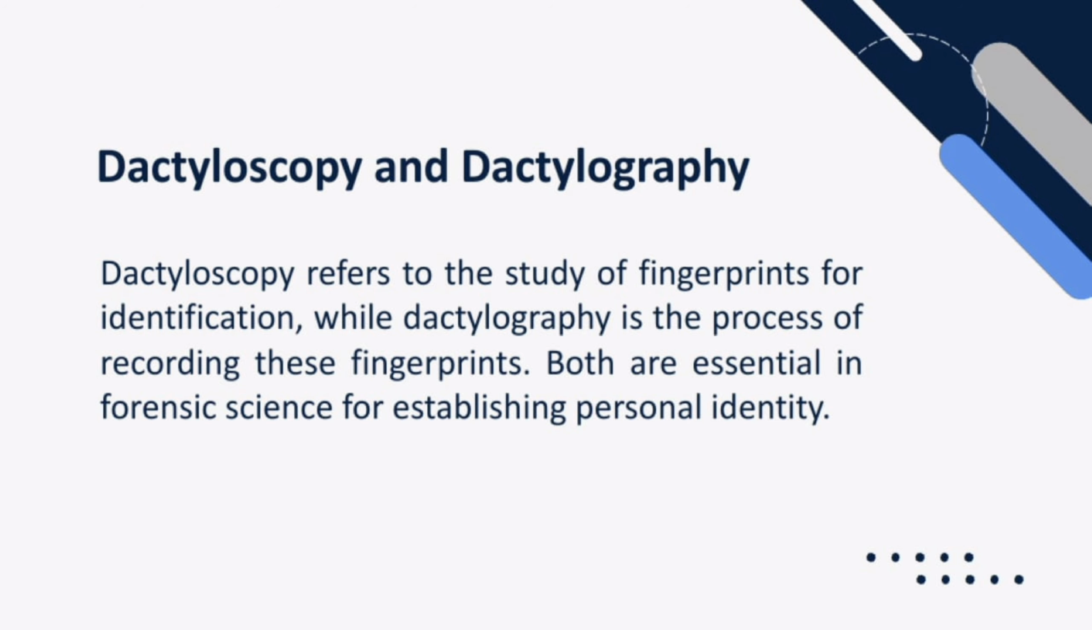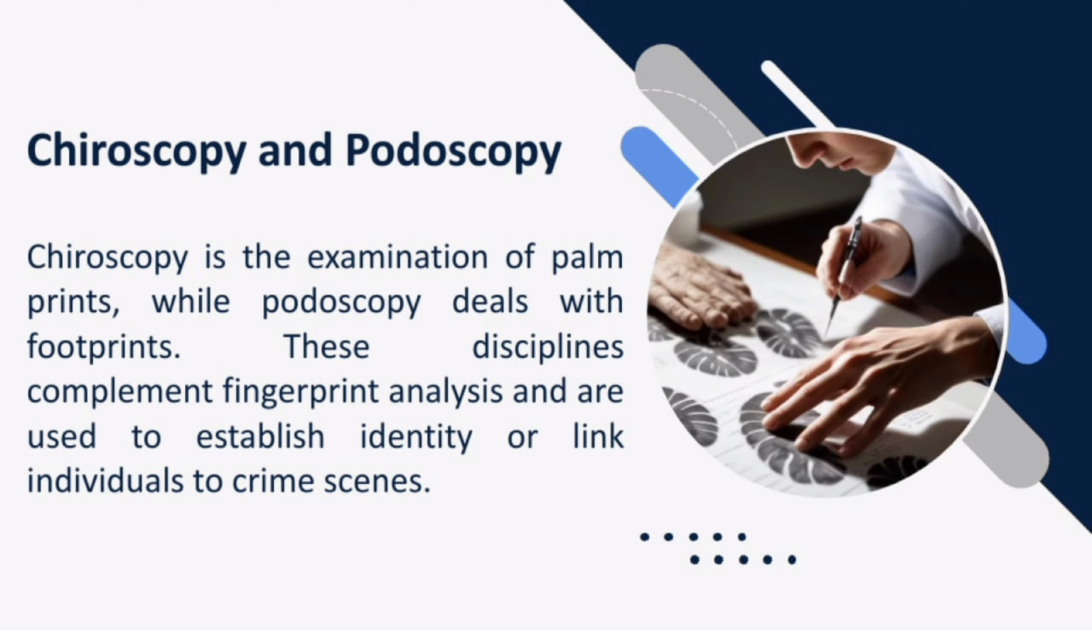Then other terminology is chiroscopy and podoscopy. Chiroscopy is the science of palm print identification, derived from the Greek words cheir and skopein. Cheir means hand and skopein means to examine or to study. Then podoscopy is the footprint and footwear identification, which is also derived from the Greek word podo. It means foot, and skopein, the same, to examine or to study.